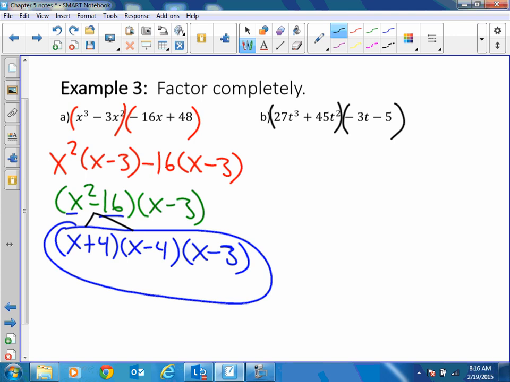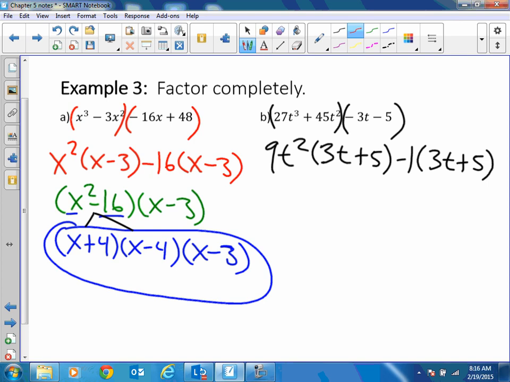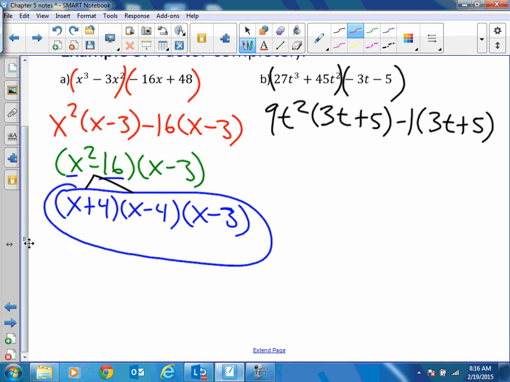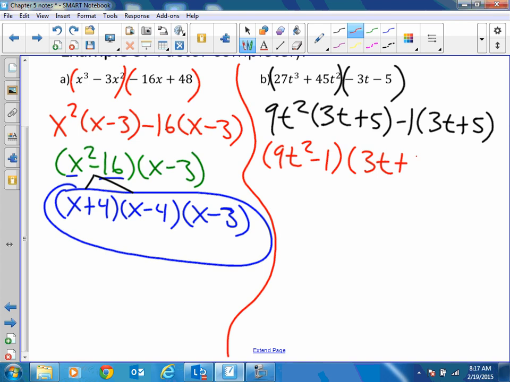The first one, the greatest common factor is 9t squared. And when you take out 9t squared, you're left with 3t. And 45t squared divided by 9t squared would be 5. On the second one, the only thing you can factor out is negative 1. So you factor out a negative 1, and you're left with 3t plus 5. Okay, so again, we have the same thing. We can rewrite it in factored form. Rewrite it as 9t squared minus 1 and 3t plus 5.